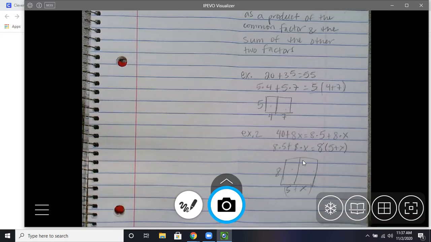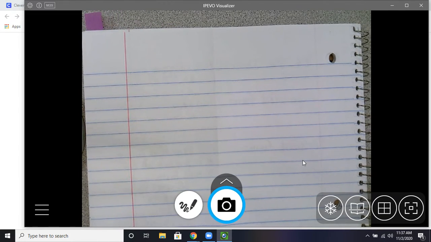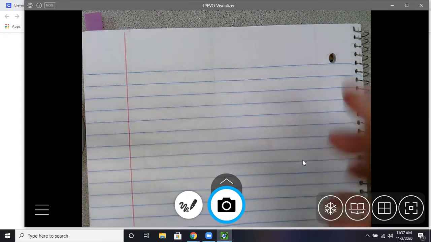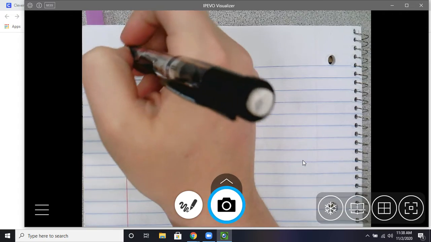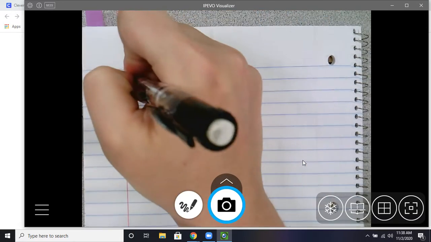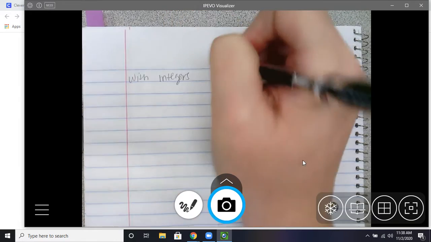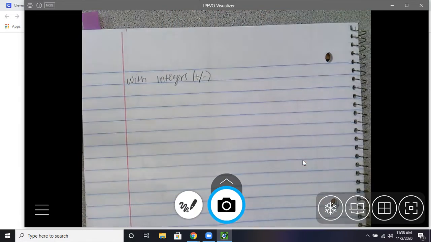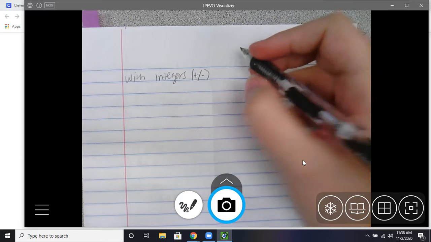But you can also do all of that with negative numbers as well. Even though we kind of talked about with a square, there's no such thing as a negative amount of space, at least at this level. So this time I'm going to do it with integers, so positive and negative numbers. And they give you two examples, one with a variable and one without.